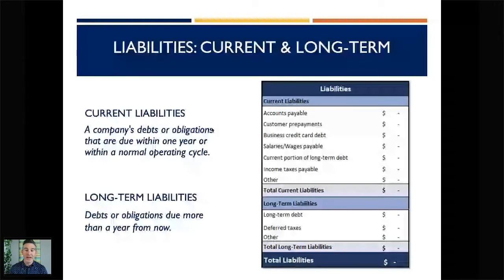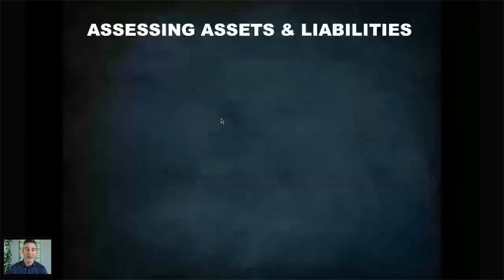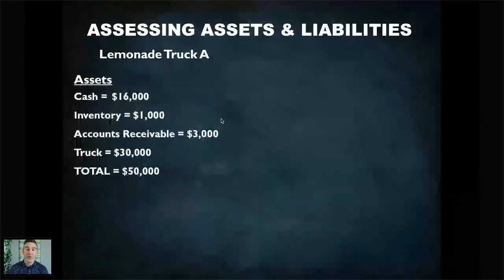So with that in mind, looking at these two businesses, let's really dig into the assets and the liabilities. Let's look at the first one, Lemonade Truck A. Okay, we have $16,000 in cash, $1,000 in inventory, $3,000 in accounts receivable, and that nice truck, which is worth $30,000. That all adds up to $50,000.